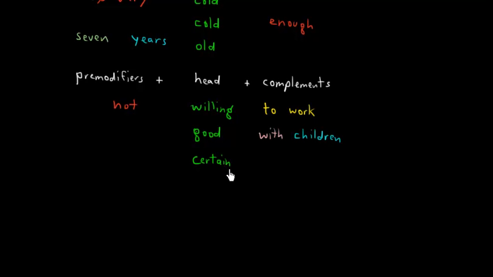Then we have certain adjectives, like certain, that can have a that clause. So, certain that. Certain that he what? That he saw you. So that's what he's certain of. That again kind of completes the phrase.